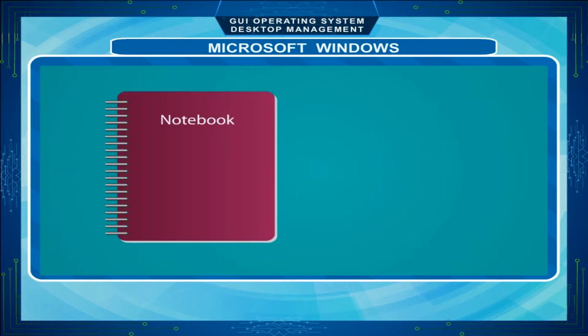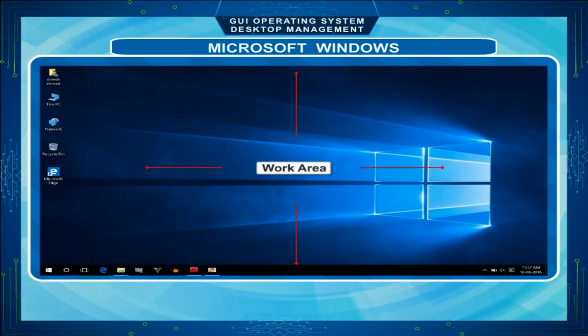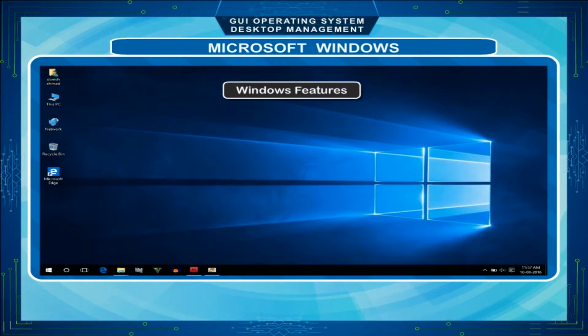Example: you place your books and pencils on your desk to start working. Similarly, Windows places icons and toolbars on its desktop. So, desktop is the work area in Windows. Most users prefer to use Windows operating system in their computer systems because of its features.